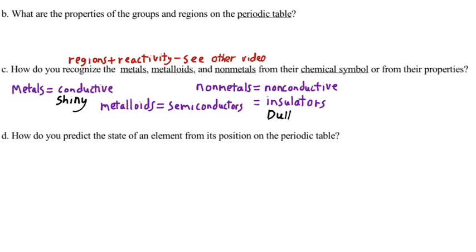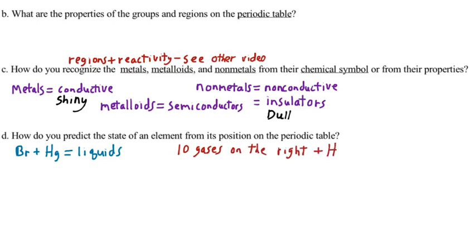Okay, so predicting the state of an element, that's solid, liquid, or gas. That's the state it's in at room temperature at 25 degrees Celsius, kind of a warm room temperature that we usually use. So there's some memorizing, and then there's one that you can kind of remember from a pattern, and then the rest are solids. Most of the elements on the periodic table are solids. So bromine and mercury are liquids at room temperature. So mercury is the liquid metal. Bromine's a brown liquid. There's 10 gases that are all on the right side, and hydrogen.